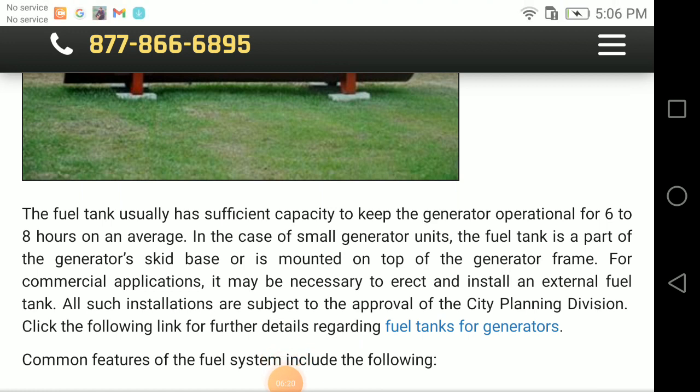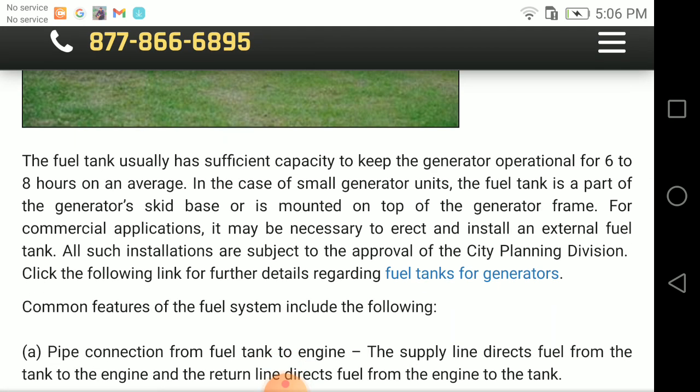The fuel tank has sufficient capacity to keep the generator operational for 6 to 8 hours on average. In the case of small generator units, the fuel tank is a part of the generator's base or is mounted on top of the generator frame. For commercial applications, it may be necessary to erect and install an external fuel tank. All such installations are subject to the approval of city planning divisions. Click the following link for further details.